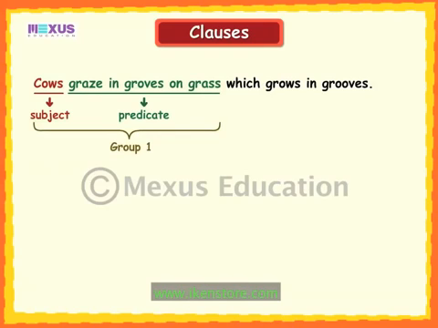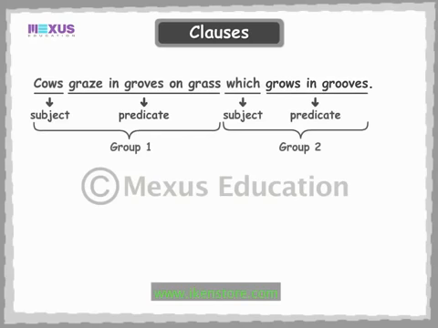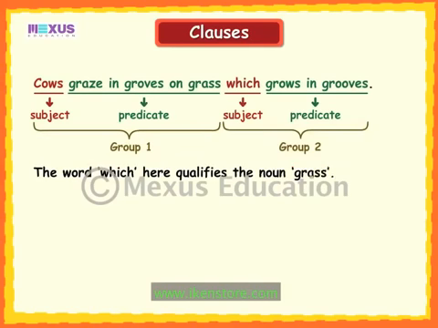Now, let's look at the second group. The second group is which grows in grooves. This group also has a subject, which, and a predicate, grows in grooves, which describes the subject, which. The word which here qualifies the noun grass. Both these groups have a subject and predicate each, but are parts of a larger sentence.